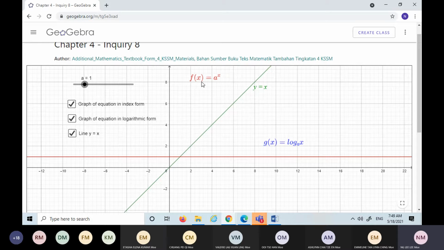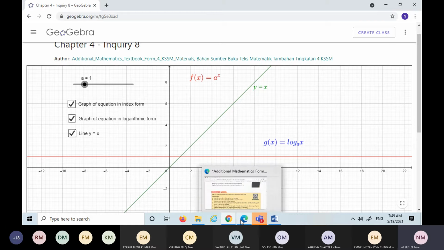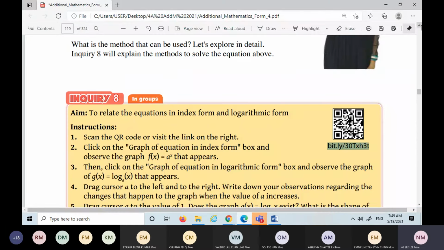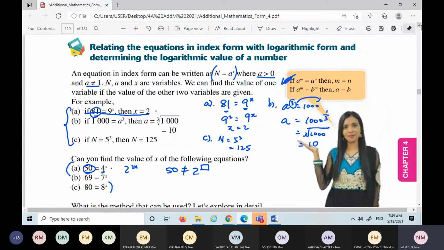Therefore, this line becomes y equals 1. So it becomes a horizontal line. This is why just now we said that A is not equal to 1. Okay, we come back to the textbook, at the very beginning here. You see how we define it? A is not equal to 1 here. This is why we put this constraint.